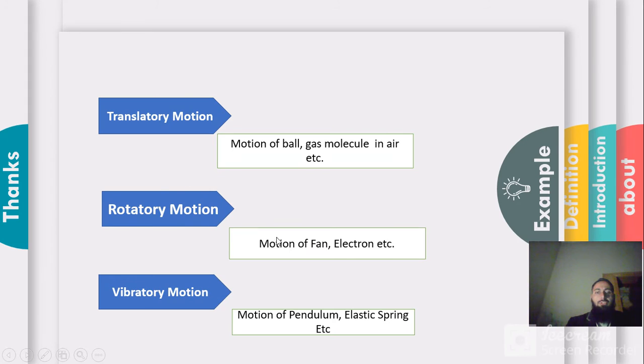Examples of rotatory motion: a fan, the motion of a fan, the motion of an electron. Vibratory motion: the motion of a pendulum, a simple pendulum, an elastic spring, etc.